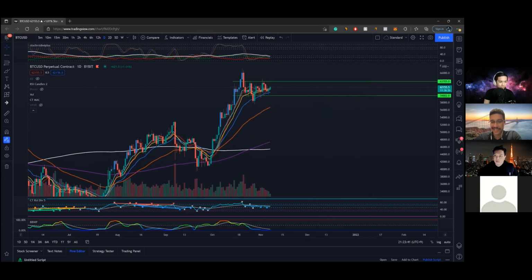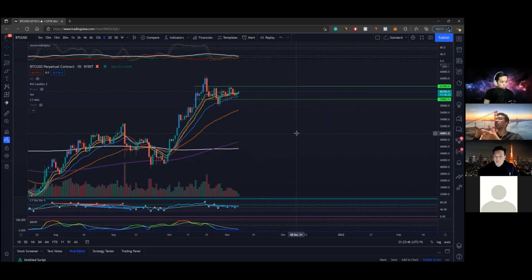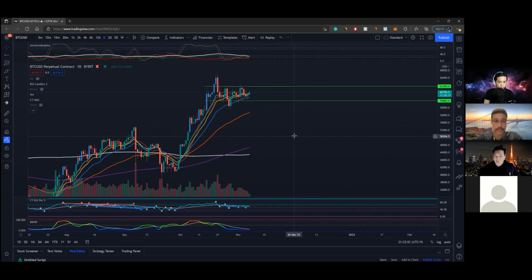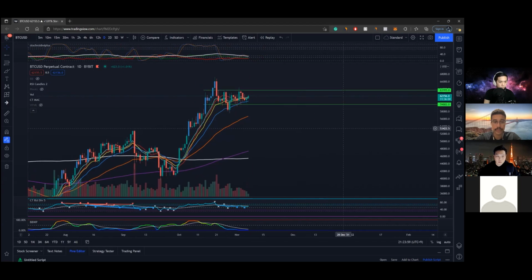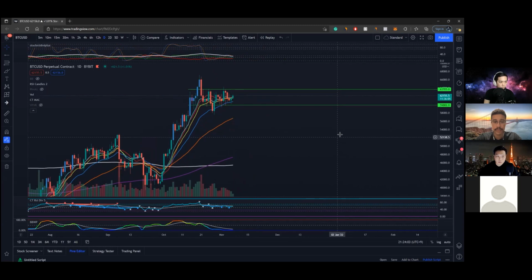Okay, cool. So we're on the BTC chart here. Let's do the usual. Go through different time frames, give you guys my thoughts on what's happening, maybe give you some educational information about different indicators and so on and so forth. So let's start off with the daily. The daily is one of my favorite time frames. Actually, I like to trade on the daily and the 4 hour.